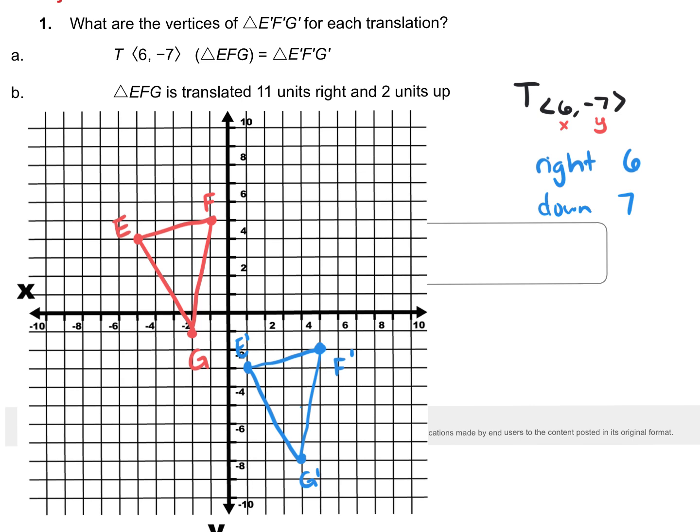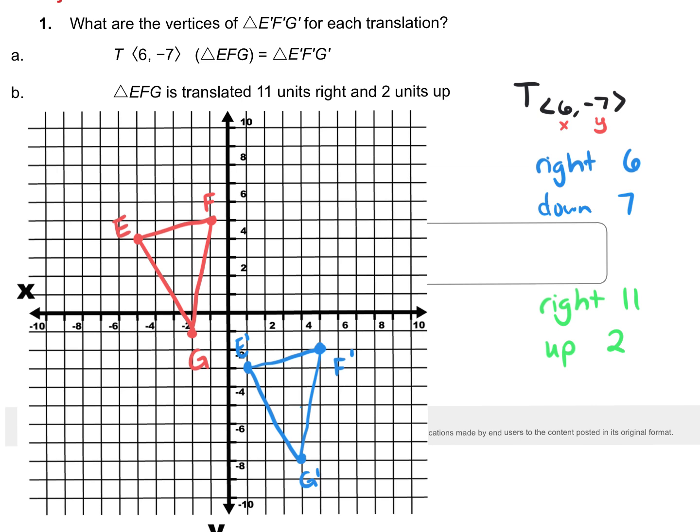I'll use green. Okay. This one, it tells us in words what's happening. So does that make it a little bit easier? Okay. What does it tell us? 11 right, 2 up. Yep. Right 11 and up 2. So what are we going to do with every point? Right 11 up 2. Right.